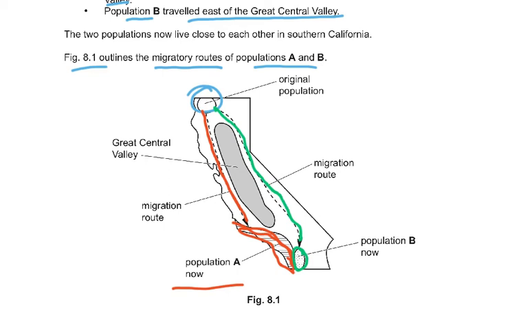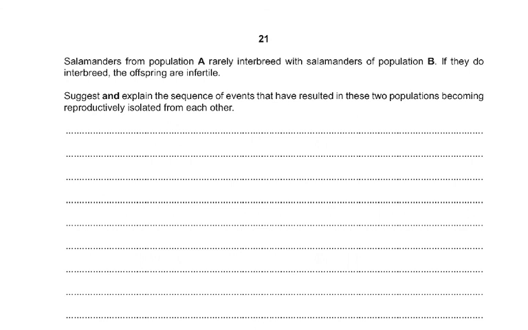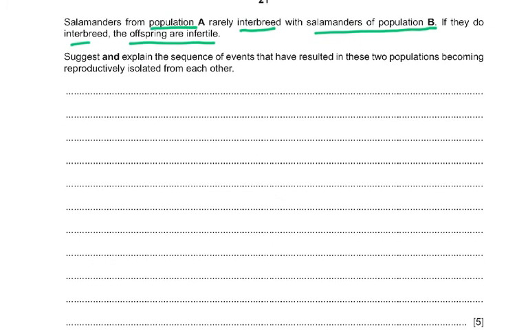So now they live close together, but originally they were one population. You see how the question is being worded. Now coming to the part of the question: salamanders from population A rarely interbreed with salamanders of population B. If they do interbreed, the offspring are infertile. Thinking back, we know the definitions they're asking about. Suggest and explain the sequence of events that have resulted in these two populations becoming reproductively isolated from each other.